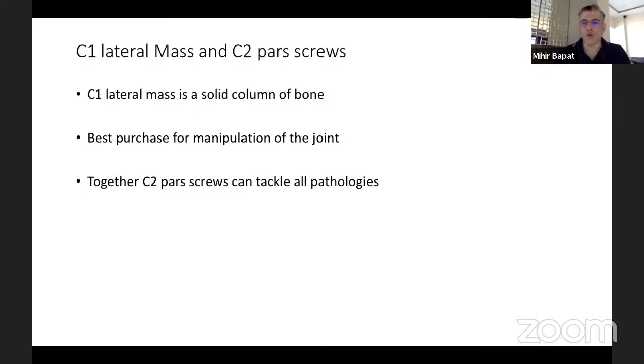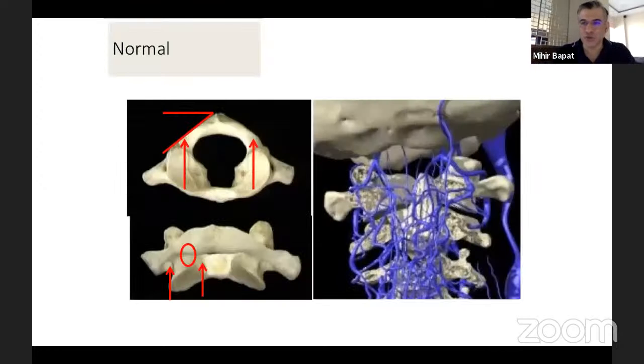So what is the advantage of using the C1 lateral mass? The C1 lateral mass is like a pillar of bone. It's the strongest bone in the craniovertebral complex. It is almost constant in its anatomy. It provides the best purchase for a screw and leeway to put the screws in different directions. When coupled with a C2 pedicle screw, pars screw, or a laminar screw, you can manipulate your C1 C2 joint quite well. So as you can see here, it's a big mass of bone.